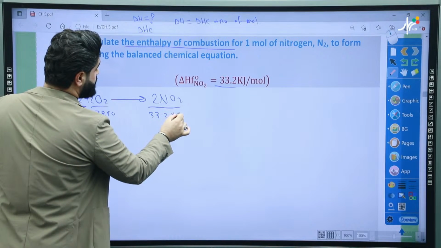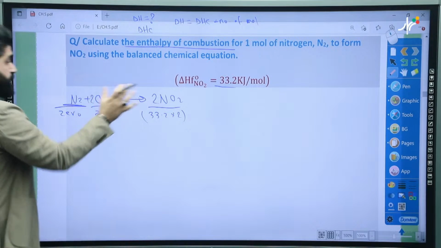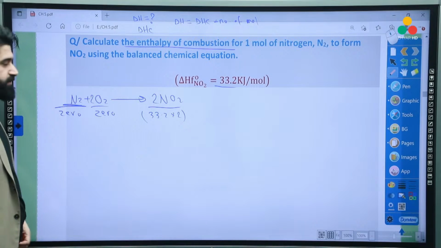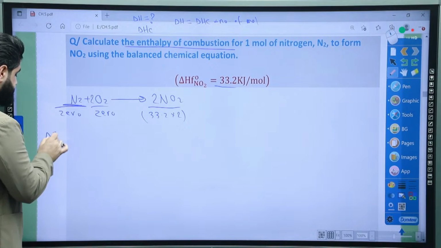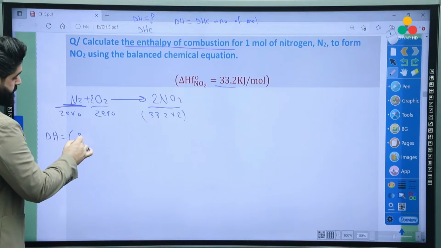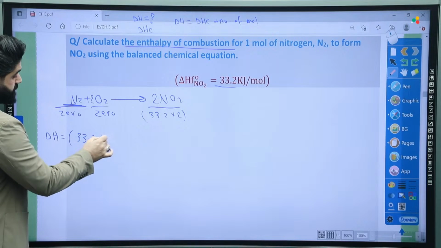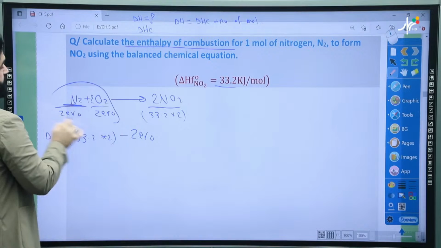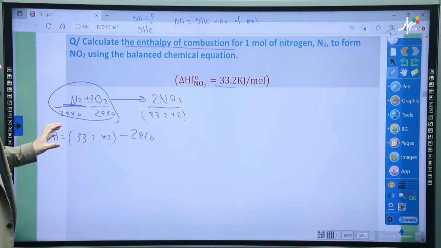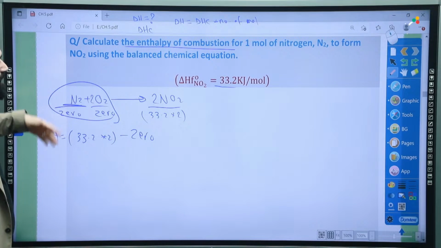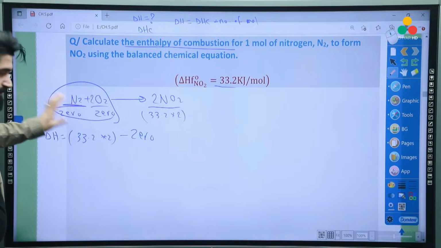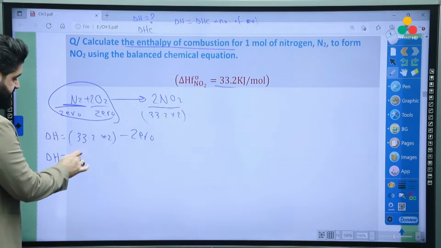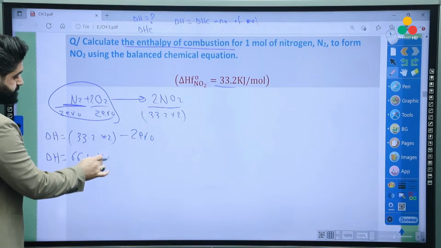33.2 times number of moles, 2. Sum of delta HF for the product minus sum of delta HF for the reactant, times their number of moles. Delta H equals 33.2 times 2 minus 0, because the total energy for the reactant in terms of delta HF will be 0, right? So delta H equals 66.4 kilojoules.